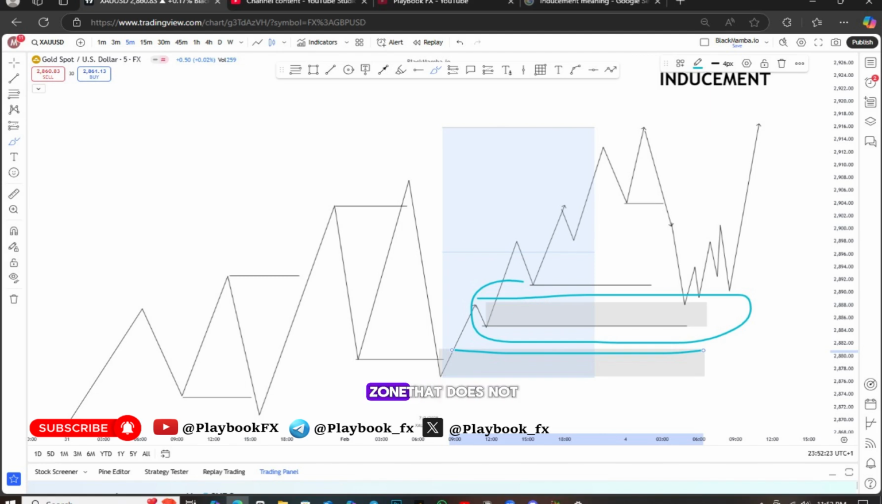So if you have a zone that does not sweep liquidity and it is close to a level that swept liquidity and breached structure, there is a high probability that price is going to take that level that didn't sweep liquidity and breach structure as an inducement to mitigate the protected zone and either buy or sell.